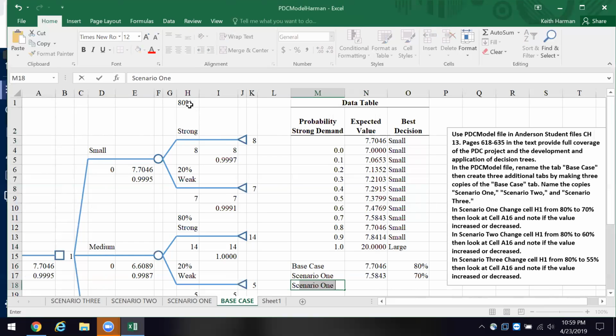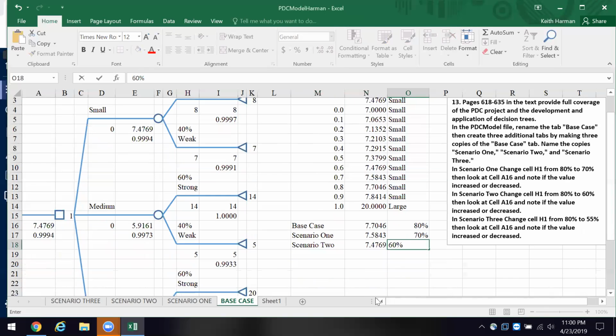and then we'll have scenario 2. I do apologize, I forgot about this last semester. I did make a note to myself to not mess around with making all those. So it's scenario 2, and in this case, the demand will change from 80 to 60%. Okay, and now we get 7.4769. Okay. And now we believe the probability that we'll have strong demand is 60%.